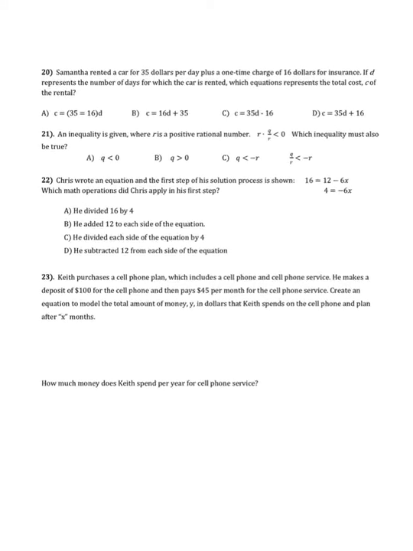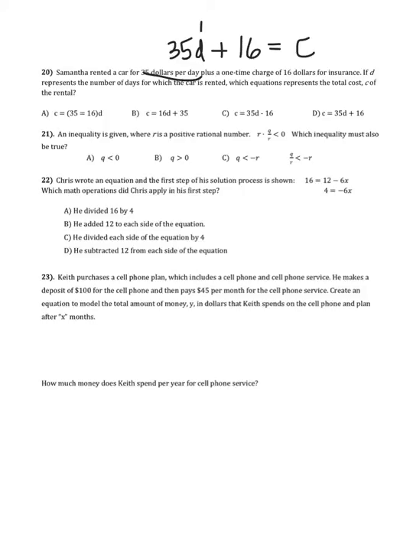Okay, Samantha rented a car for $35 per day, plus a one-time charge of $16. So as soon as I see $35 per day, I think $35 per day, plus $16, that's her one-time charge for insurance. If D represents the days for which the car is rented, which equation represents the total cost of the rental?